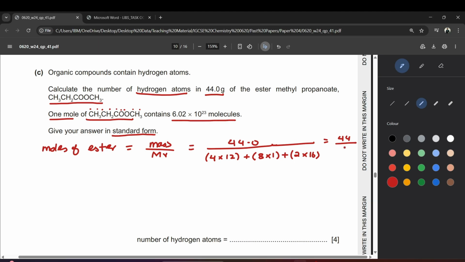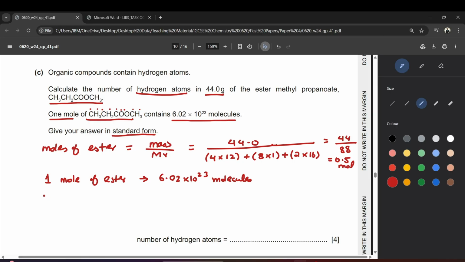Okay, so the MR is going to be 88. So 44 upon 88, that will be 0.5 moles. Okay, all right. So that's the first step. Now, let me write this down. 1 mole of ester gives us 6.02 into 10 to the power 23 molecules.